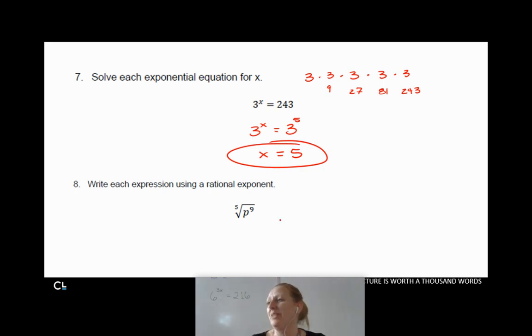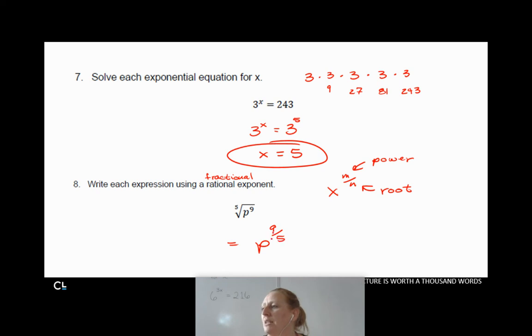Hooray. Last but not least, very similar to number 6. Write the expression using a rational exponent. Again, let's write our exponent as a fraction. The numerator is going to be my power. The denominator is going to be my root, right? That's how this works. So I can totally rewrite this as p to the, I have a power of 9, so p to the 9 over my root, which is 5. So I have p to the 9/5 power. And there you go.